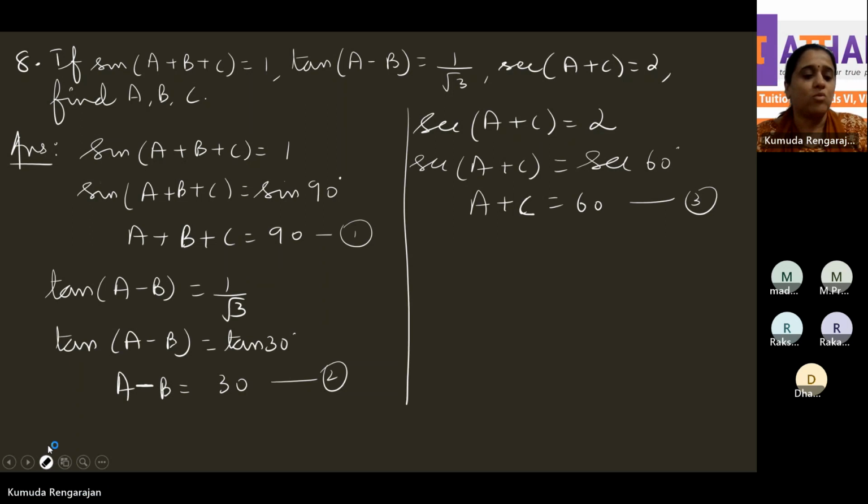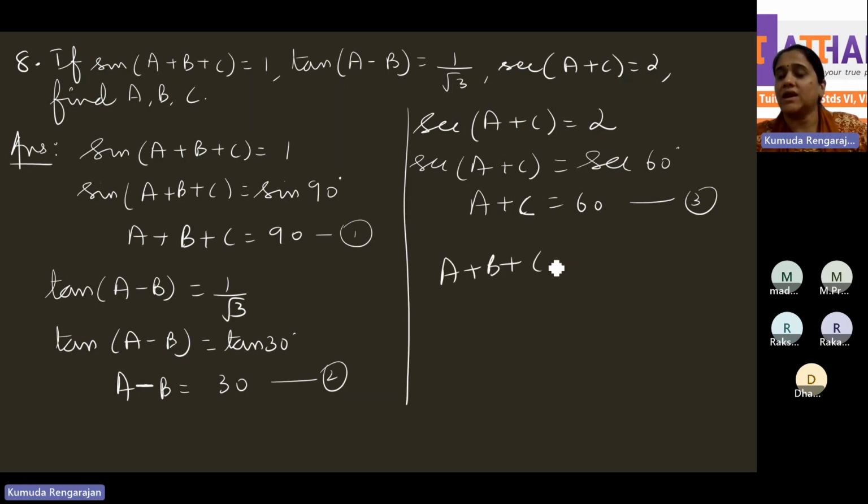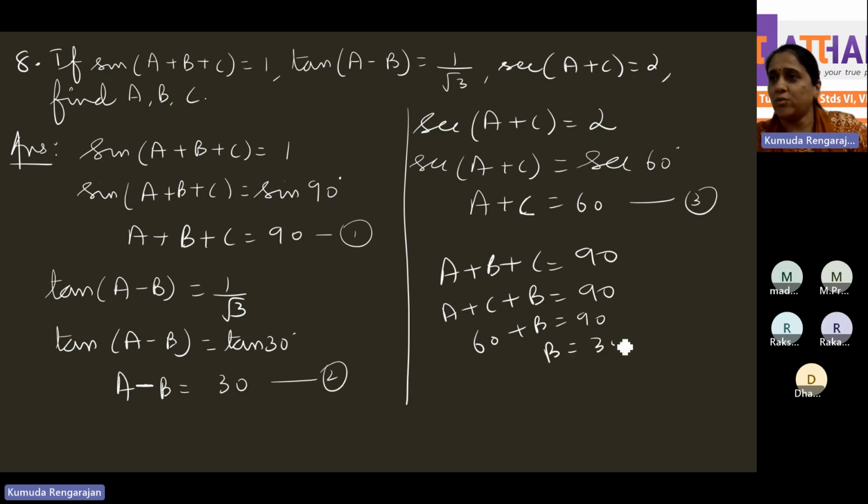Krishmi, what is A plus B plus C? 90. Now, this A plus B plus C is nothing but A plus C plus B, no? Is equal to 90. How much is A plus C? 60. So 60 plus B is equal to 90, right? So how much is B then? 30. Now we got B is 30.